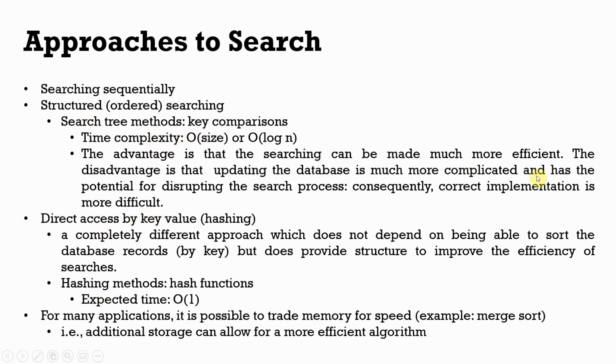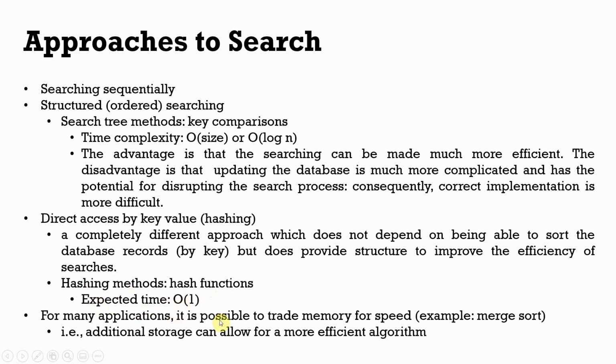So what we are trying to reach is direct access using key value. We want to basically assign a key value to every element so that we can do searching ideally in order of one. Okay, so the process for doing so is called hashing. It's a completely different approach which does not depend on being able to sort the database records. In this approach, our structure doesn't need to be sorted, but does provide structure to improve the efficiency of searches. Okay, so it improves the efficiency of searching. The hashing methods and hash functions would basically give us an expected time or average time for searching of order one.